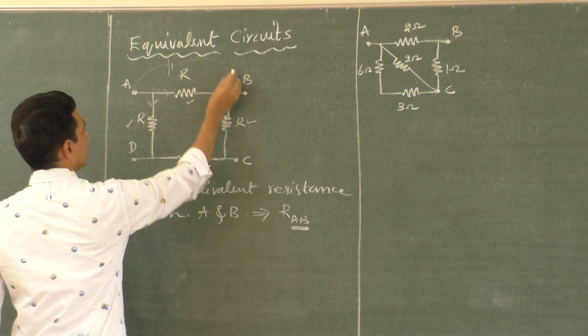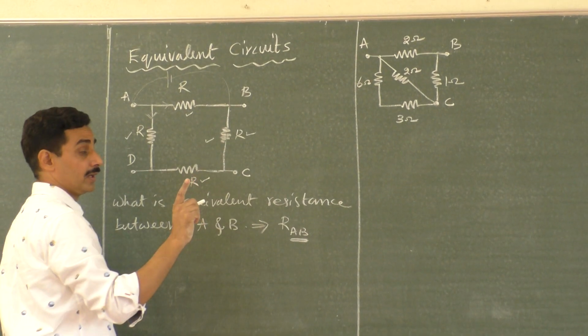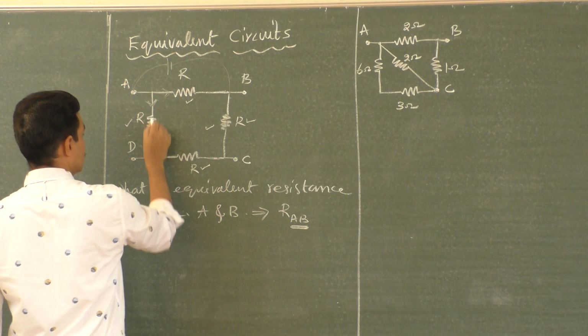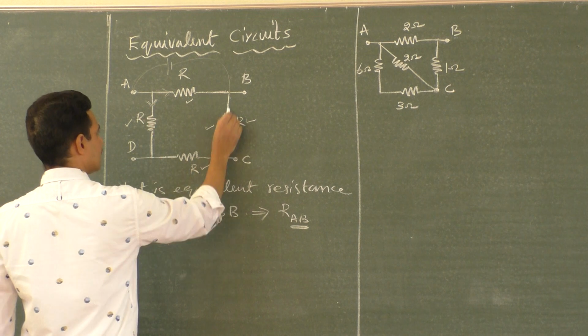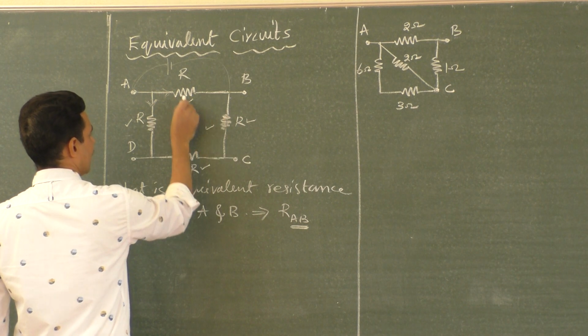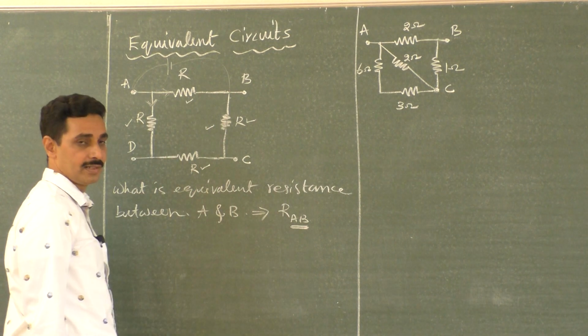Now, when you connect a battery across A and B, if you are asked to find the resistance between A and B, then the current flowing through this and the current flowing through this are different. This will have the same current, but not as much as this. So how do you treat these 2 as series? The current through this and this are different. You can't treat them as series.